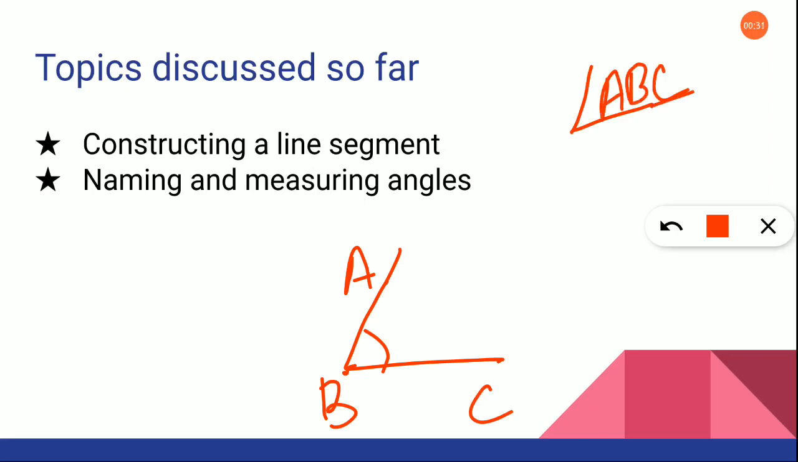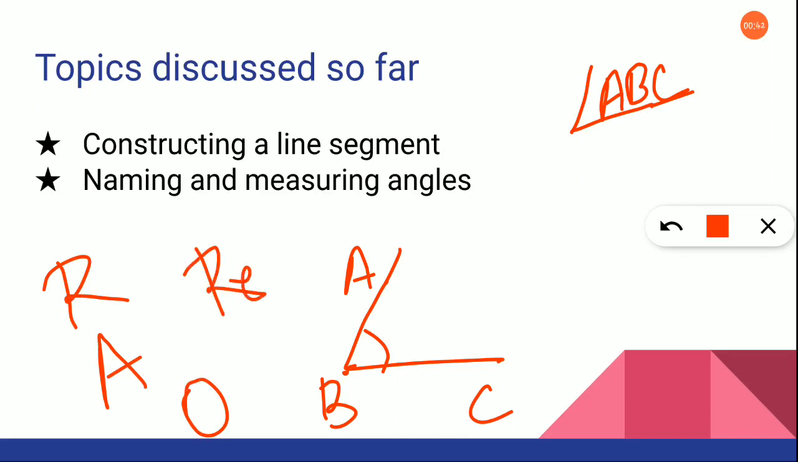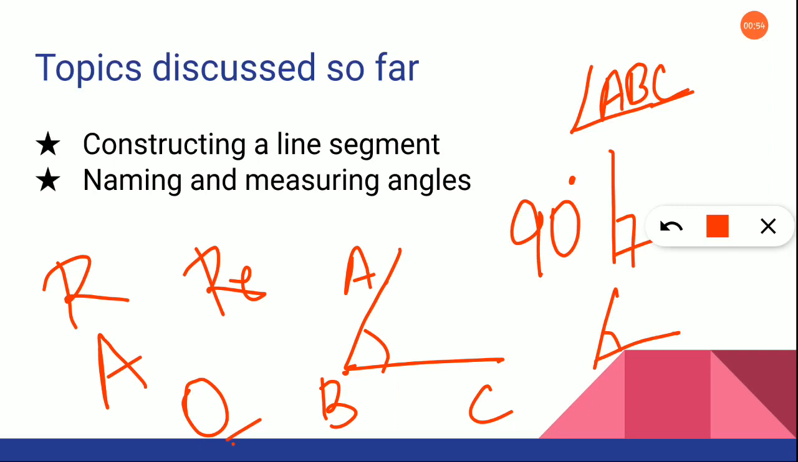Okay, and then also we learned the types of angles, that is a right angle, acute angle, obtuse angle and reflex angle. What is a right angle? It means that it will be 90 degrees, correct? And then acute angle means it will be lesser than 90 degree. And then obtuse angle means it will be greater than 90 degree. And then we learnt about reflex angle. What is a reflex angle? Whichever angle is above 180, we call it as a reflex angle.